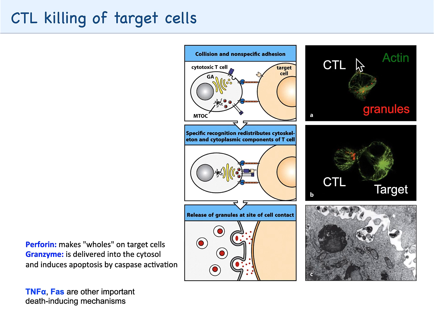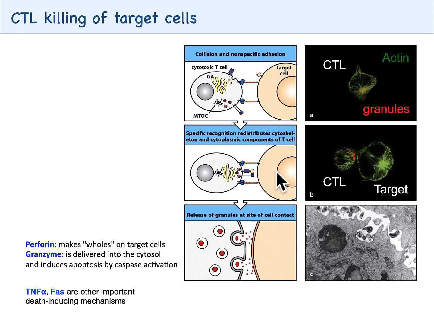Here you have a CTL that is not engaged with a target. You have actin, and these granules are basically perforin and granzyme. Perforin makes holes on the target cell. T cells express the perforin, it makes holes, and the granzyme goes through these holes from the T cell into the target cell, and the granzyme is able to induce apoptosis in the target cell. And you see it here.